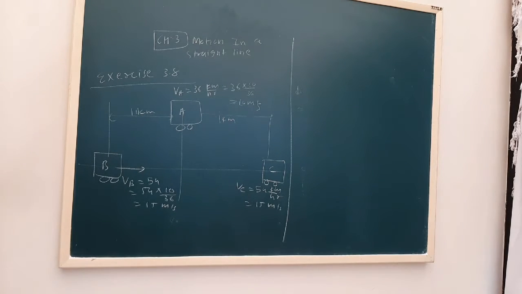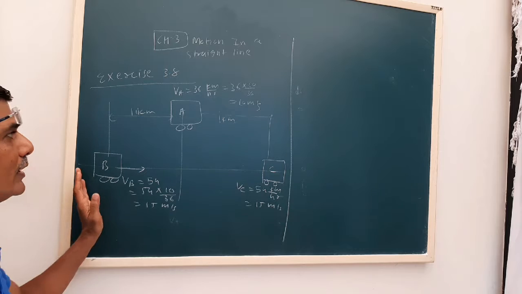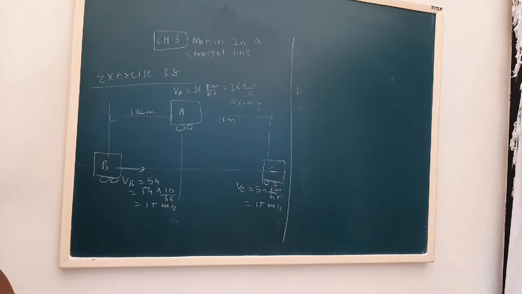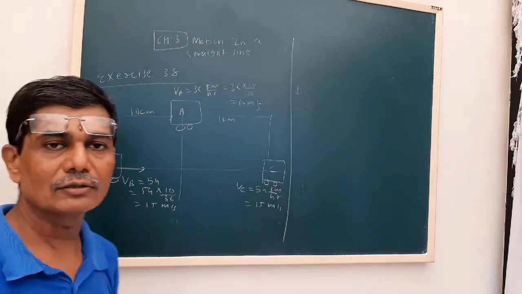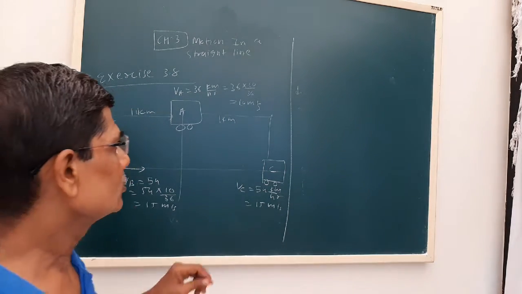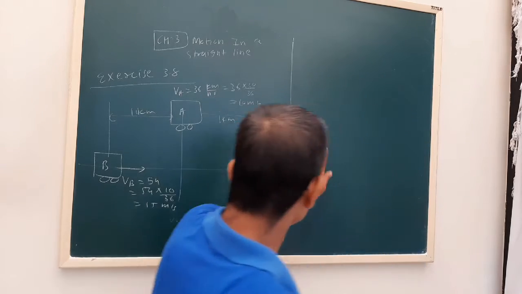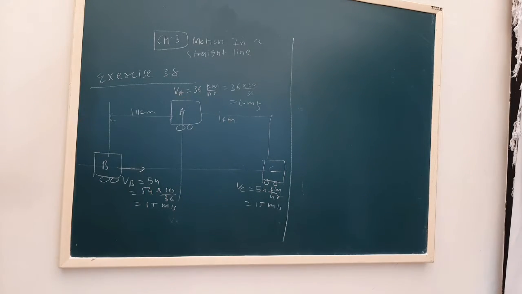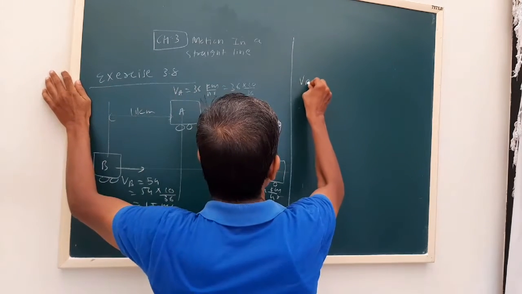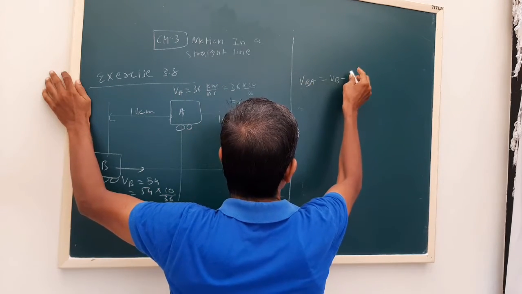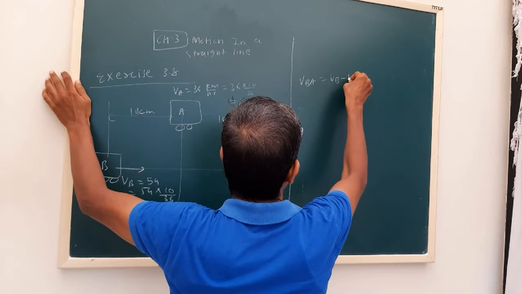Okay. Now what should be? See, B decides to overtake A. Okay. B decides to overtake A. We have to find out with what acceleration. So with what acceleration B should travel, so he can overtake A. Now see, what is the relative velocity of V_BA? V_BA is V_B minus V_A.